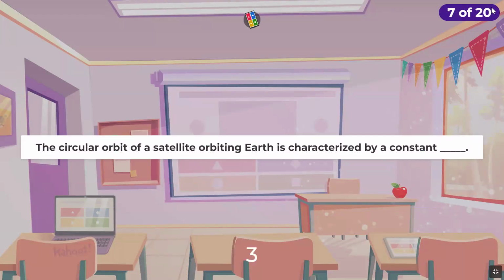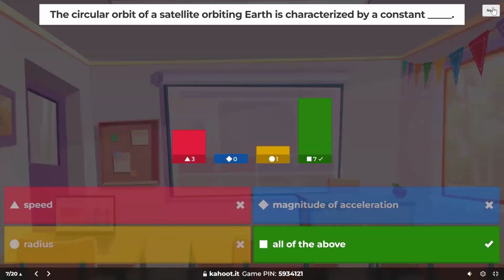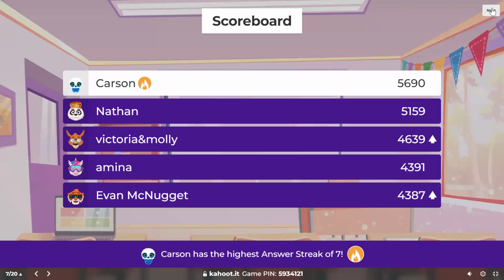The circular orbit of a satellite orbiting Earth is characterized by a constant. All of the above. Constant speed or tangential velocity, constant. Guys, what type of acceleration are we talking about? Centripetal, or you could have said gravity field too, because it's the same thing. And constant radius for a circle. All of the above.